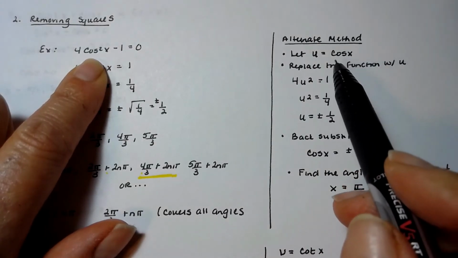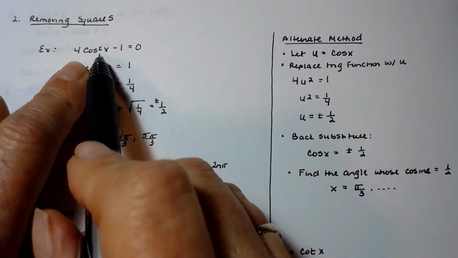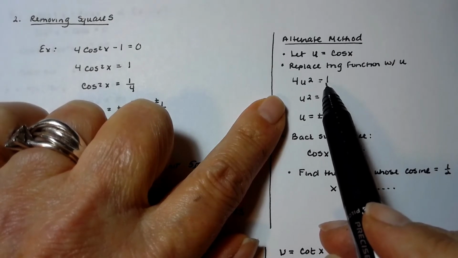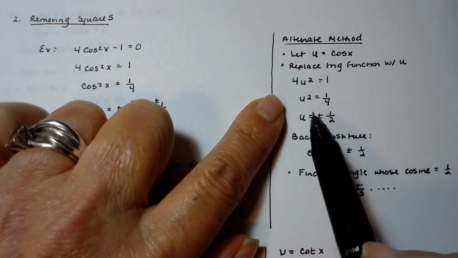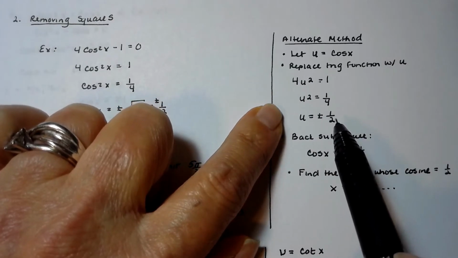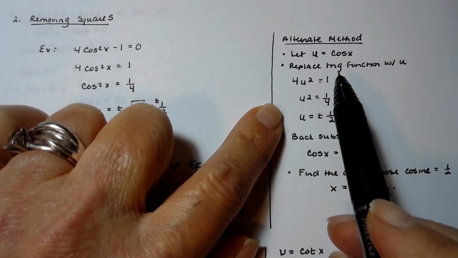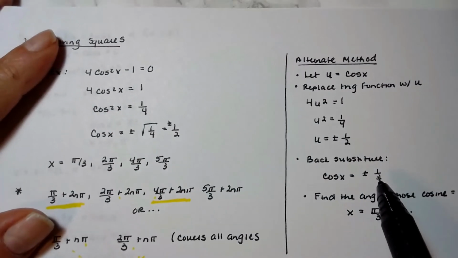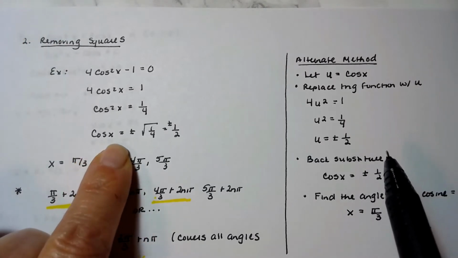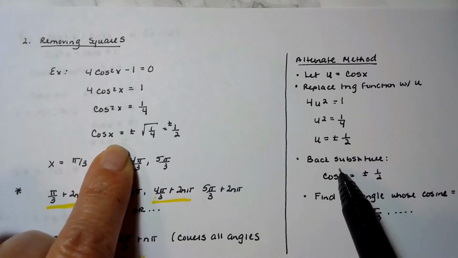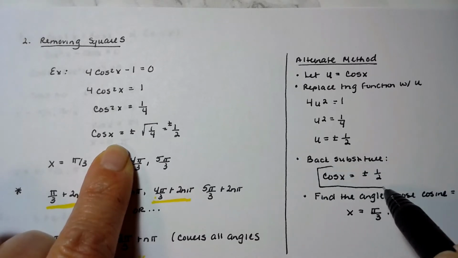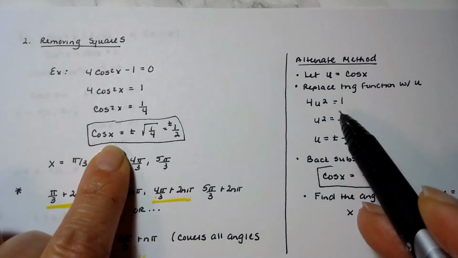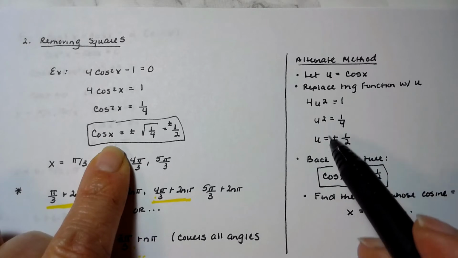Because what you're going to do is replace the cosine in here with a u. So what you end up with is 4u squared equals 1. This may be easier for you to solve. We divide both sides by 4, we take the square root of both sides, and we get this. At this point, you can back substitute your u, cosine x is equal to 1/2, and what you end up with is the same thing, right? So here, I'm ending up at the same spot.